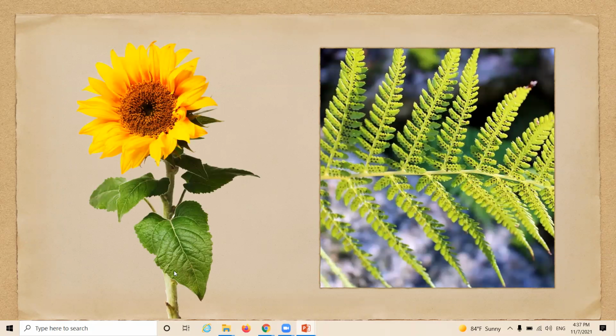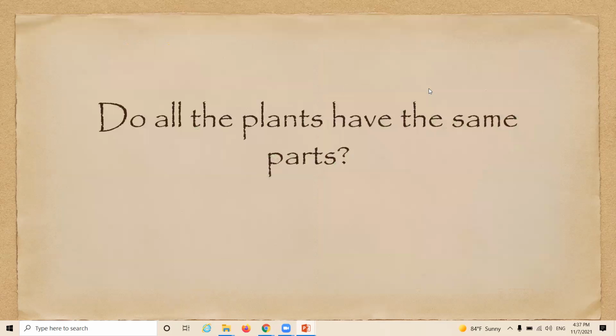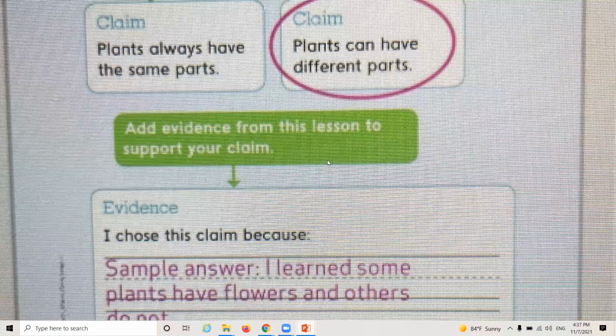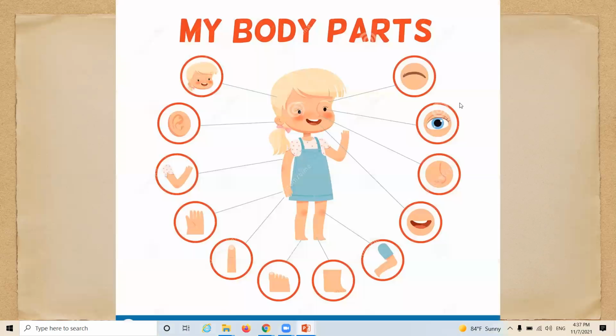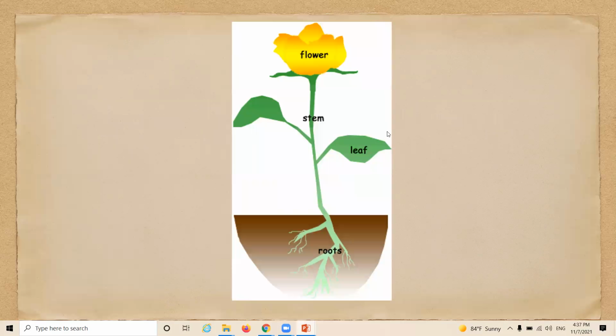This plant has stem, leaf, and flower. And this plant has a stem and only leaves, okay? So not all the plants have the same structure, grade 1. So when I ask you, do all the plants have the same parts? Of course, no. Not all the plants have the same parts. They are different.